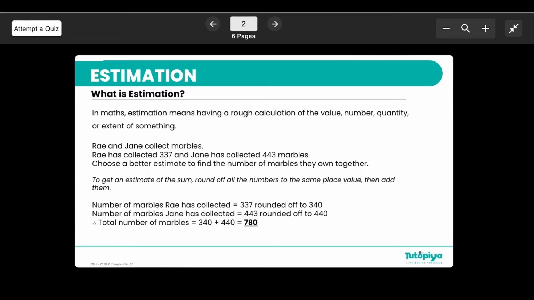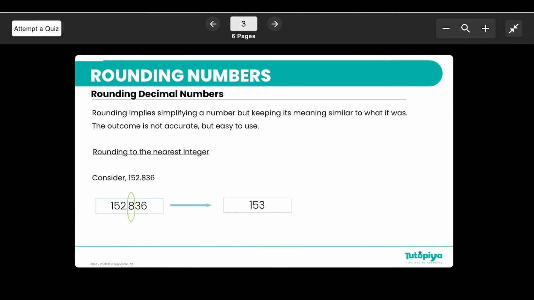But if I want to make it simpler and do the addition a little bit more simply, what I could do is rather than taking it as 337, I could estimate it to 340. And rather than taking it as 443, I can take it as 440, as you can see here. And then simply adding 340 and 440 gives me 780, which is my estimated answer, right? And then what we could do is also something called rounding, right?